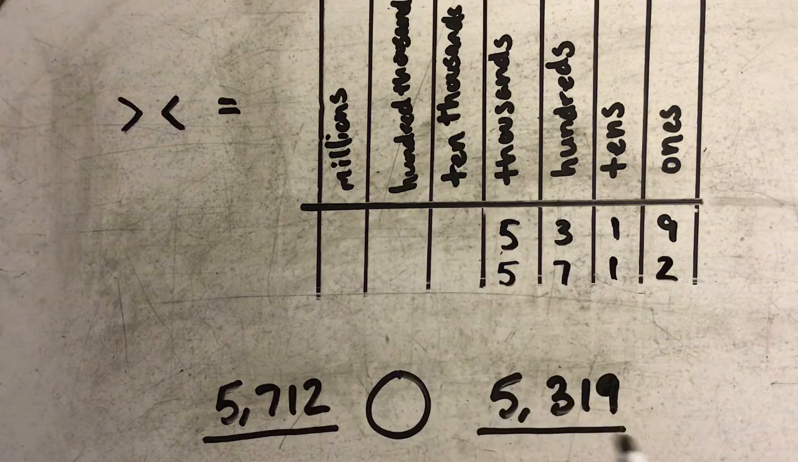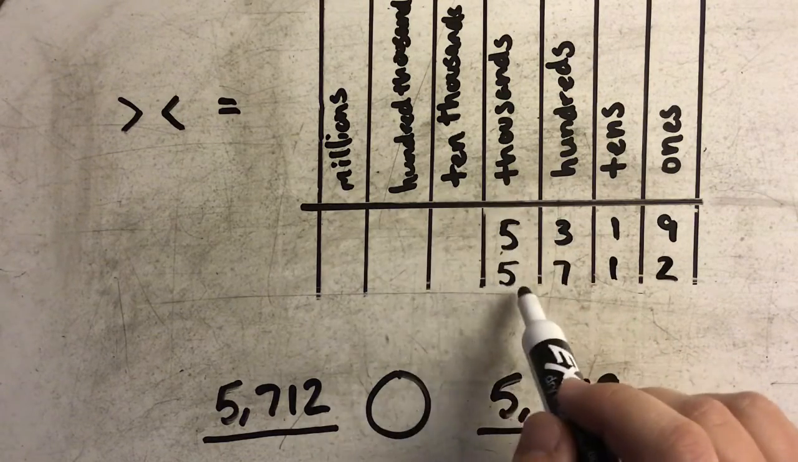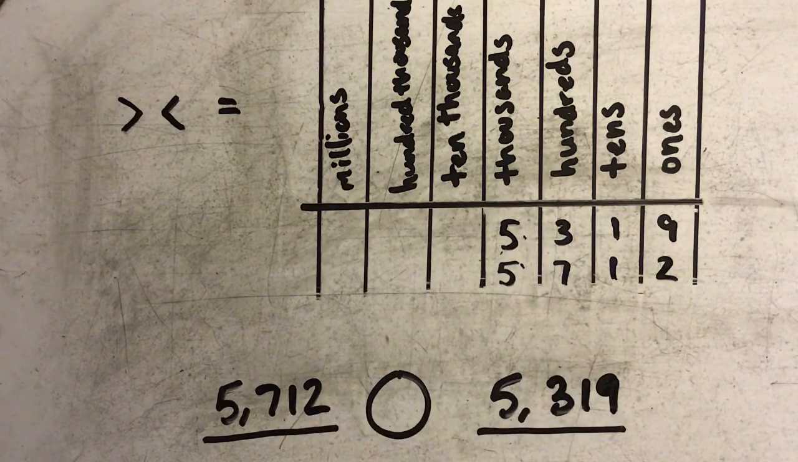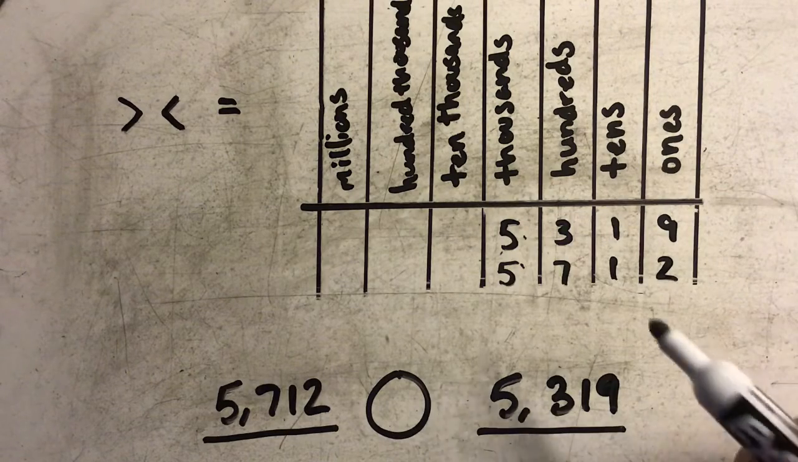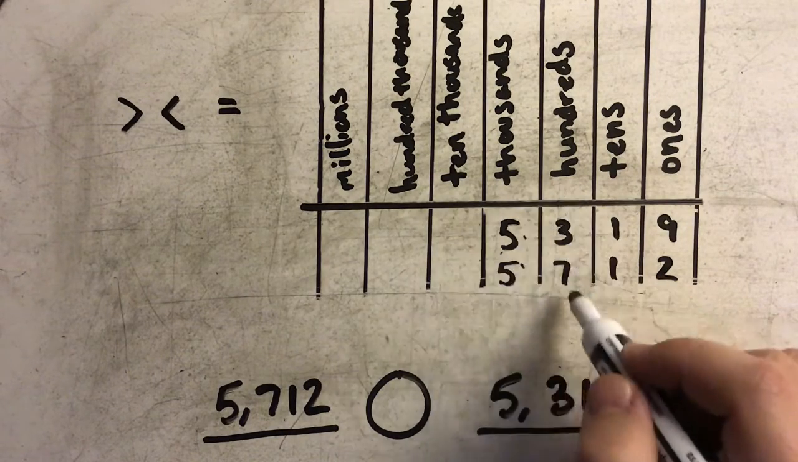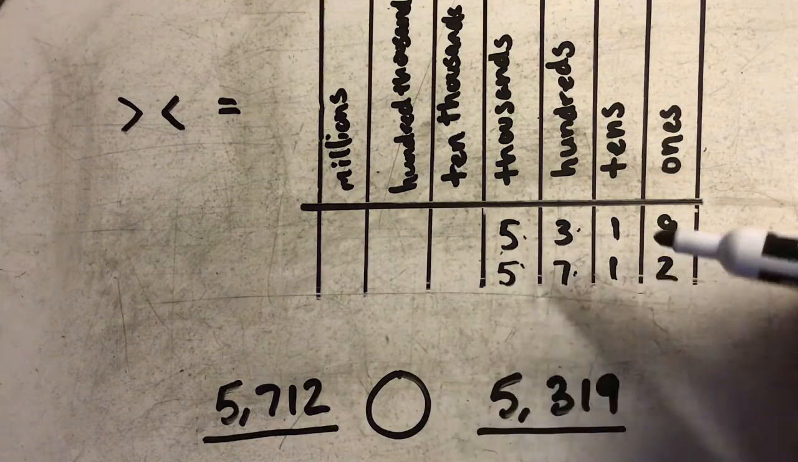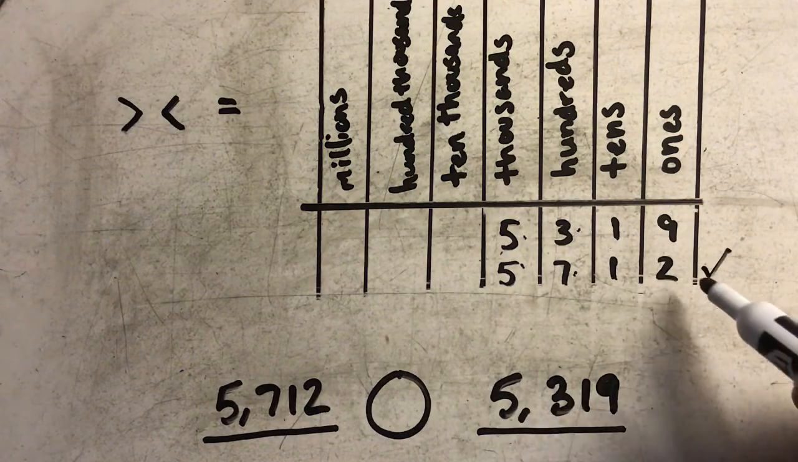And now I can actually compare to see which one is larger or which one is less. So I'm going to start with the highest place that I have, which in this case is the thousands place, and I see that I have the same number in the thousands place, so I can't really compare 5 to 5. They are both equal, so I need to continue moving on until I find one that is different. In this case, I see my different number right in my next column, which is the hundreds column, and I see 3 and 7. So since 3 is less than 7, I know that this number is the larger number and this number is the smaller number.